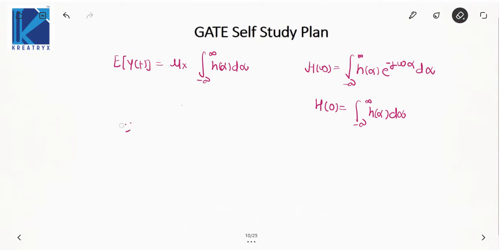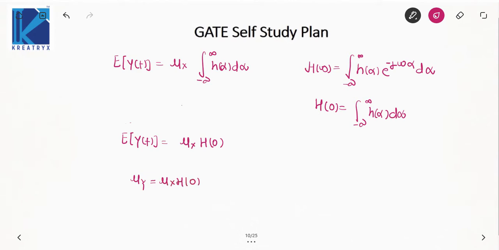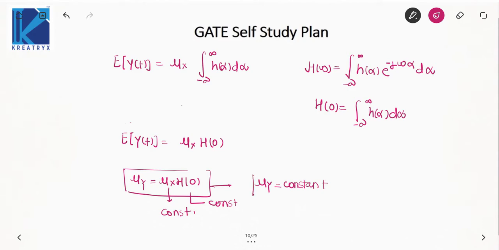So I can write the expectation operator of y of t equal to mu x times h of 0, or I can also write the mean of the random process y of t is equal to mu x into h of 0. Since mu x is constant and h of 0 is also constant, mu of y will also be constant. So we have proved that for random process y of t, the expectation of y of t is a constant value which is equal to mu x into h of 0.